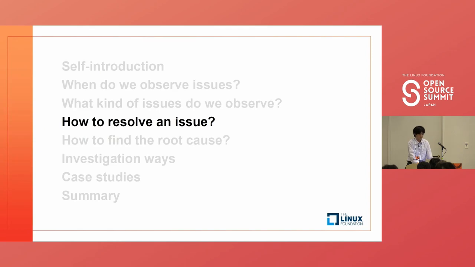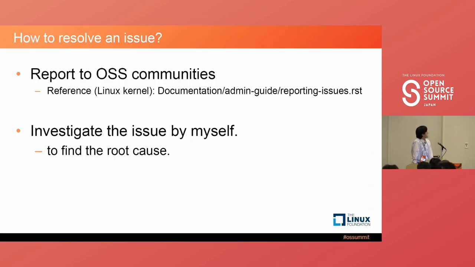Next, how do we resolve such issues? We can report the issue to the OSS community if you are using OSS software. For example, for the Linux kernel, a document exists, so we can read the document and report to the community. But in many cases, I think we have to investigate the issue ourselves to find the root cause.